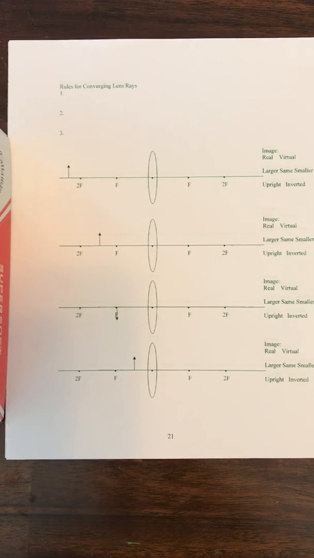I want to start every video out with a little joke, so here's today's joke. What is fast, loud, and crunchy? A rocket chip. Just a little humor for today.